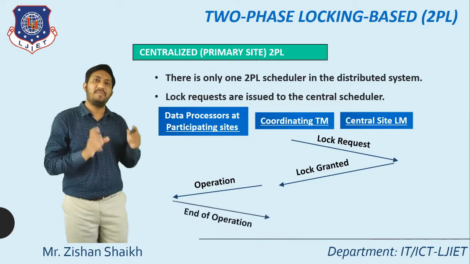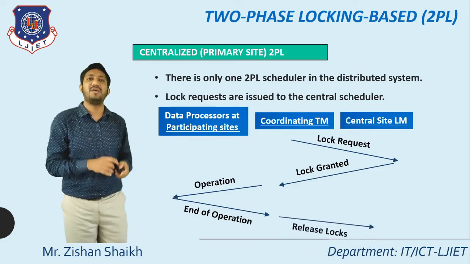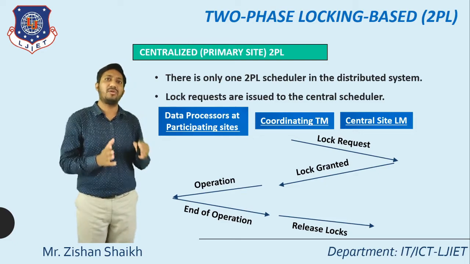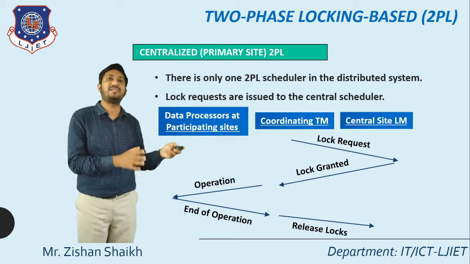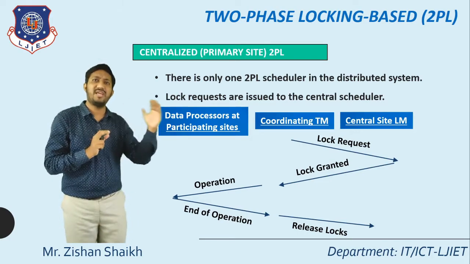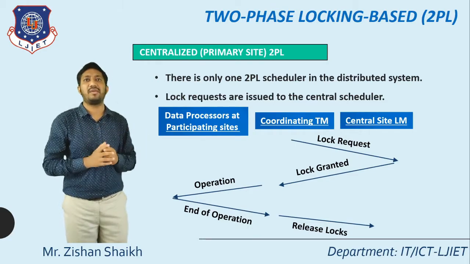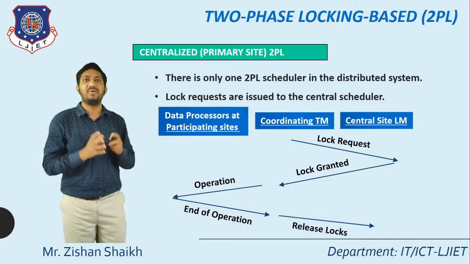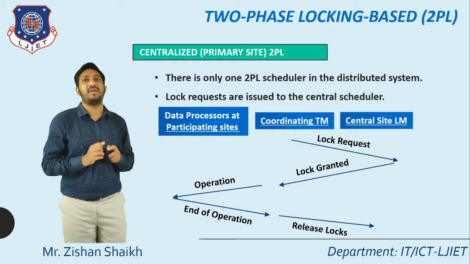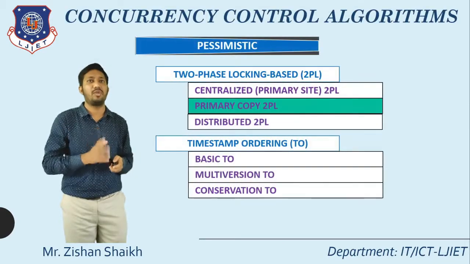When the work of that particular shared data item is completed, then after the end of the operation, it will release the lock. That release of the lock will be generated by the coordinator transaction manager to the centralized site lock manager. So this is the basic idea of how client-server is working. In the same way, centralized, or primary site 2PL, works. But the disadvantage is that if the centralized site lock manager fails, then the whole process goes down. For that reason, we do not use centralized two-phase locking protocol in real-time scenarios.